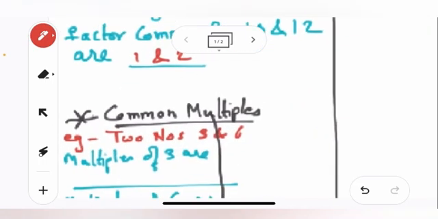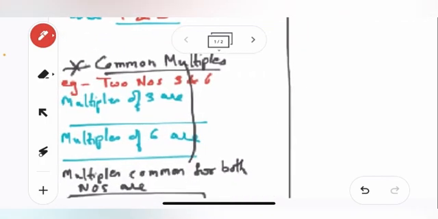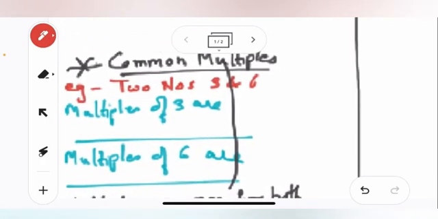Let us see what is common multiple. Now what are common multiples? Suppose we take two numbers, say 3 and 6. So the multiples of 3 are 3.